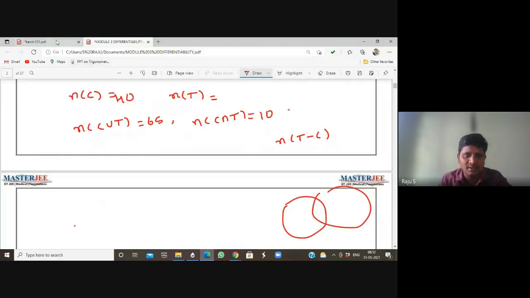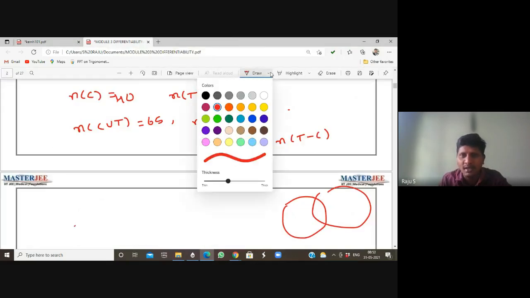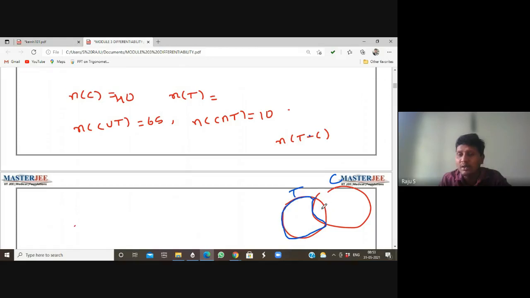T minus C. What is the question? The people who like only tennis, not cricket. Not cricket, nothing but the meaning is we can write both actually. From the second question, how many like tennis? Just we have to find n of T. But here in the first question, tennis only. Tennis only means let us take this is tennis and cricket. Tennis only means this region we need to find, but not common. This region is nothing but T minus C. So in the first subdivision, we need to find n of T minus C.